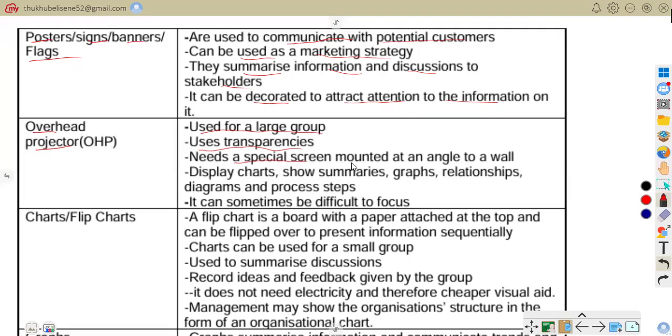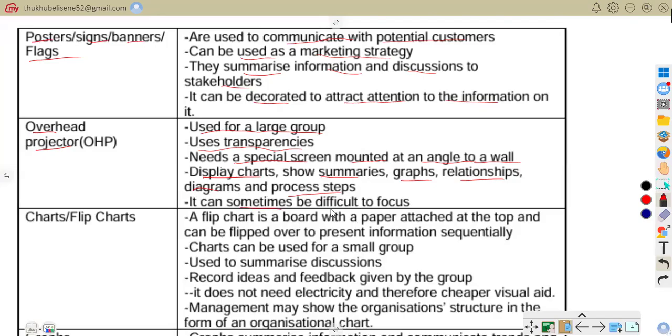It needs a special screen mounted at an angle to the wall, so a screen is needed to display the image clearly. Display charts show and summarize graphs, relationships, diagrams, and process steps. So you're talking about display charts, meaning they show different types of visual information.